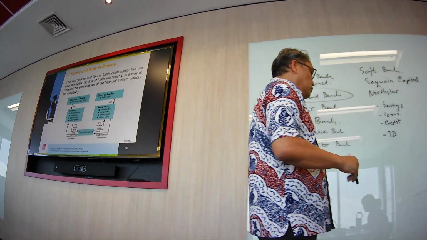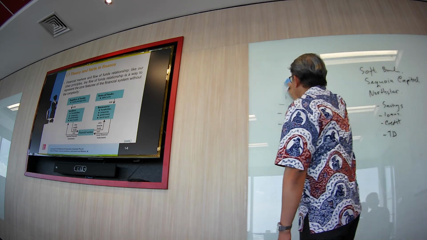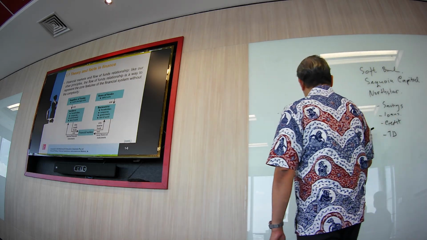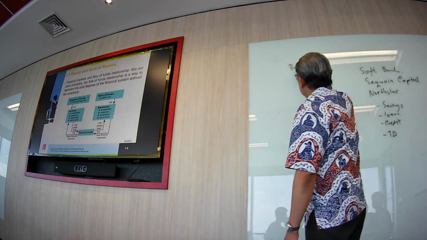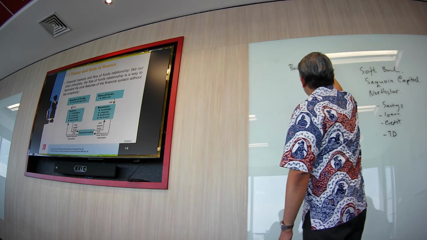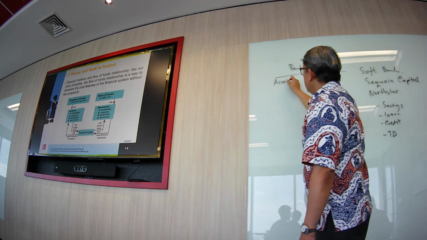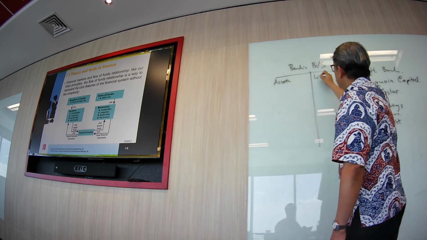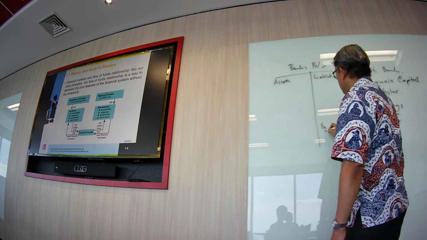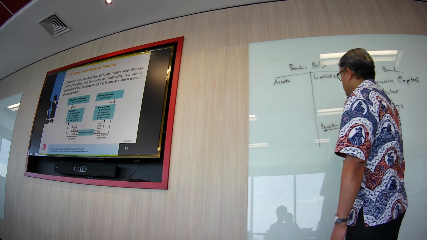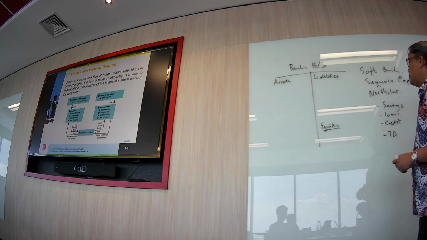Now I'm coming back to the balance sheet statement. This is banks. This is the asset side, and then this one is liabilities, right? Again, coming back to this neraca, the balance sheet.